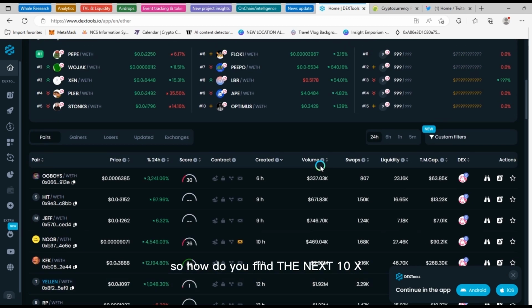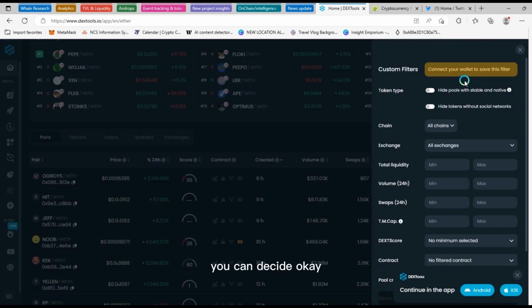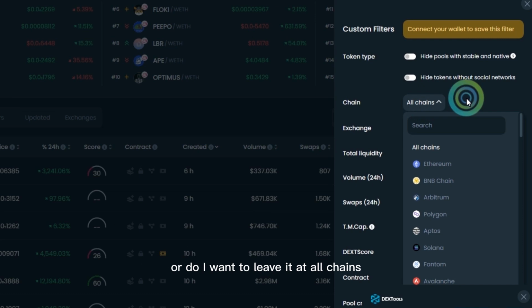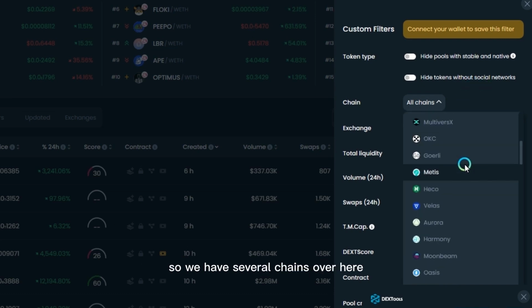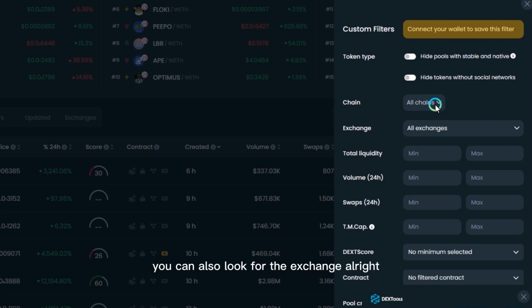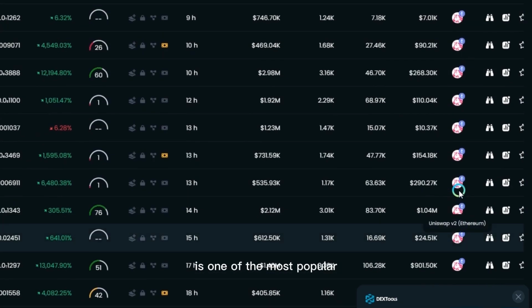So how do you find the next 10x? What are the things you should be looking out for? If you're looking at diving into new projects, there are some things I look out for. Let's go to the custom filters and see what they have there. You can decide which chain you want to search for, or leave it at all chains. We have several chains over here, but if you want to search across as many chains as possible, you could just leave it at all chains. You can also look for the exchange. Remember, over here we have the decentralized exchanges where these coins are listed. Uniswap is one of the most popular.